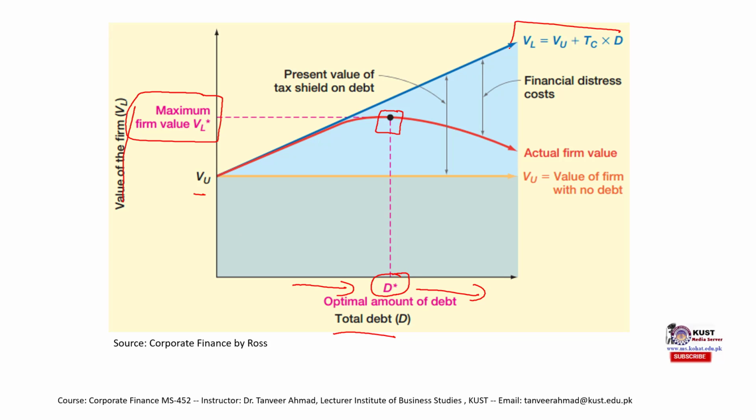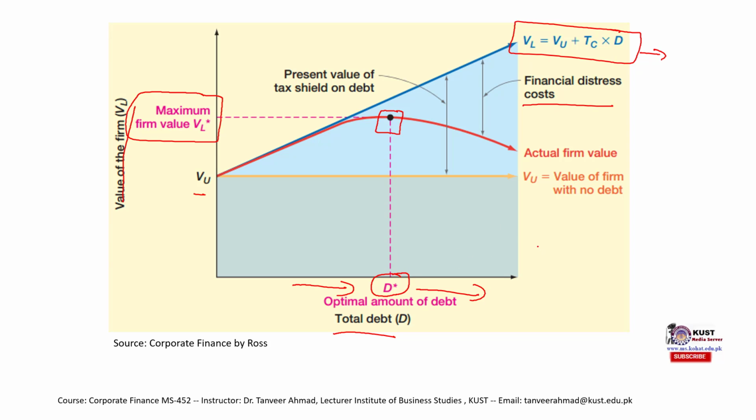So remember this equation. This is from the MM theory with taxes, and this blue line represents the MM theory with taxes. What was the idea in MM theory with taxes? It was that as we keep on increasing debt, the value of the firm keeps on increasing. But according to static theory, it would increase, but to a point. After that, it would start decreasing. And that decrease would be due to this financial distress cost or the bankruptcy cost.